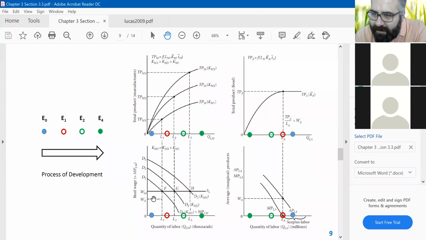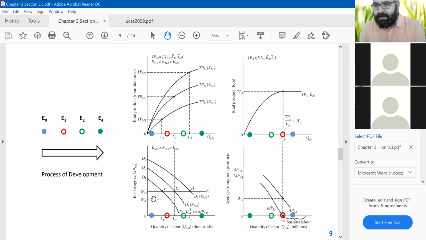So the entire idea of development is then to absorb the surplus labor that makes agricultural wage less than manufacturing wage in the economy.